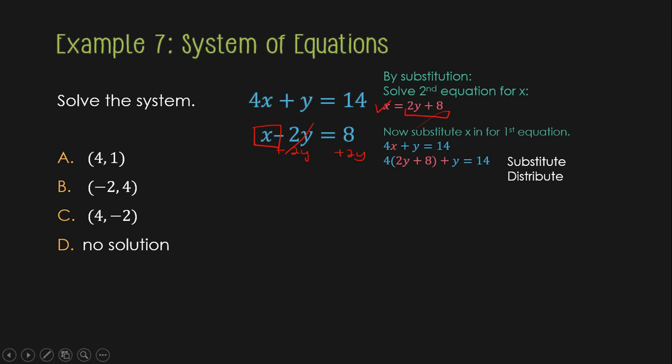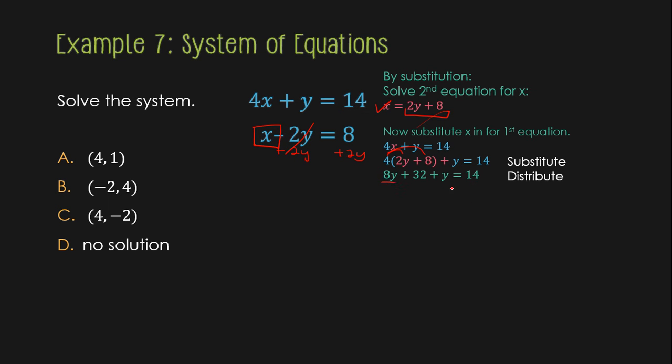Now I can go ahead and distribute. So I can multiply this 4 through to both parts that are in parentheses there. So that's going to give me 8y plus 32. And then I just bring down the plus y equals 14. And then we can go ahead and continue to solve for y.